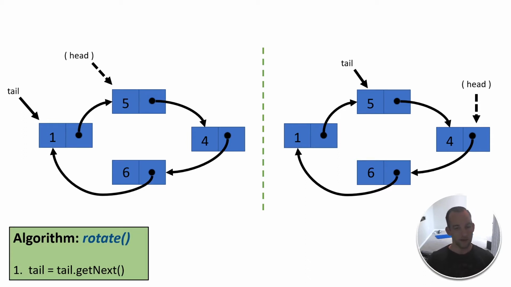We don't have to do anything with the head reference because we don't care about it. We implicitly know where it's at without actually defining it in the code, okay? And that makes this rotate so simple.